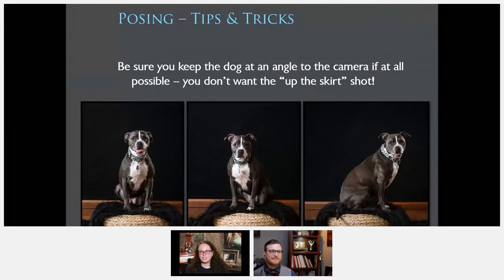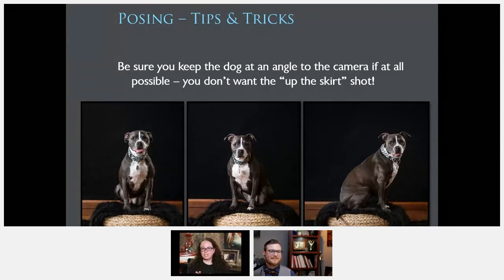You want to, like I said, try to keep the dog at an angle if possible, and especially when they sit down. If they are straight onto the camera, it's what I call the up the skirt shot, where all of a sudden they sit down and you can see everything that's going on between their legs. So if you turn the dog at like a 45 degree angle, you can use that front leg to kind of disguise all of that, or turn them totally profile to the camera so you don't see anything.